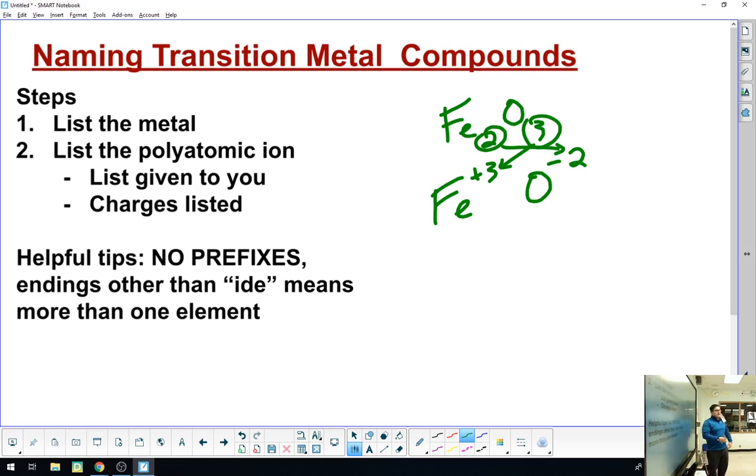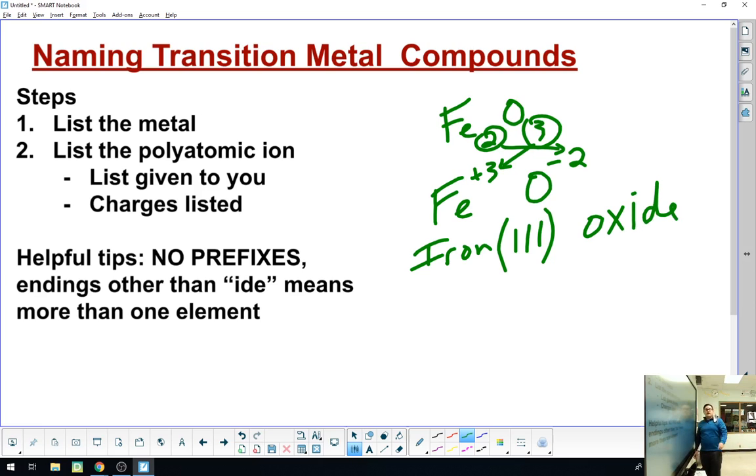And what would we name this? Well, Fe is iron. Iron is a transition metal, so we include parentheses with the charge. So this becomes iron (III). Instead of oxygen, what's the ending going to be there? Johnny? Oxide? Oxide, that's it.